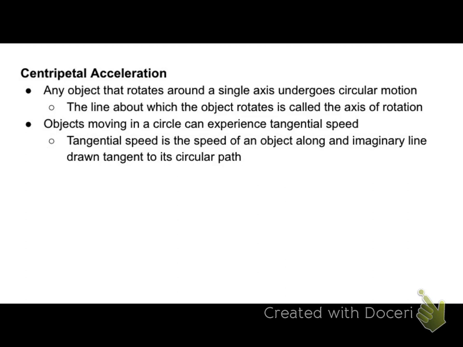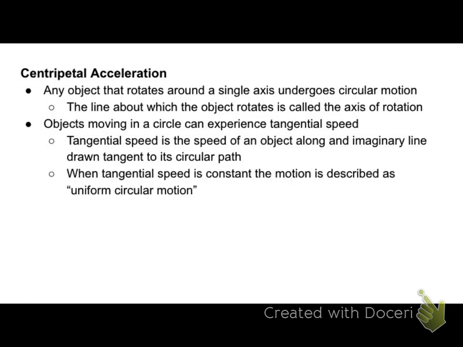When you want to solve for tangential speed, all you have to do is take the circumference of the circle and divide it by the time it takes to make one rotation around the circle. The circumference is the distance around the circle, and the time it takes to do one rotation would be the time, so that would be your tangential speed. We'll do a lab in a couple days where you will have to solve for tangential speed.